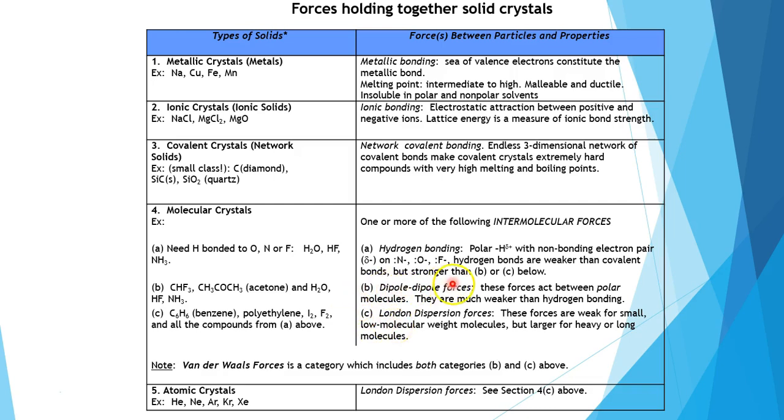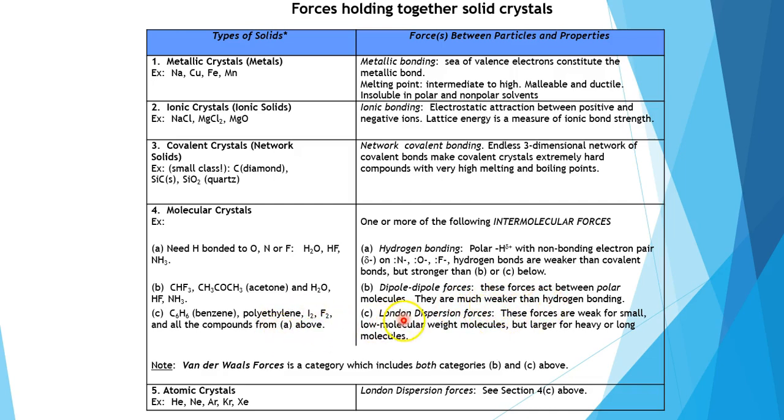Then we have the dipole-dipole forces. These are examples of molecular crystals that you see: acetone, ammonia, water, and hydrofluoric acid. These experience dipole-dipole forces. Those forces act between polar molecules, so all these molecules are polar. They're much weaker than hydrogen bonding.